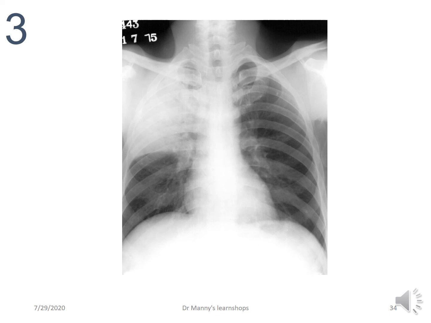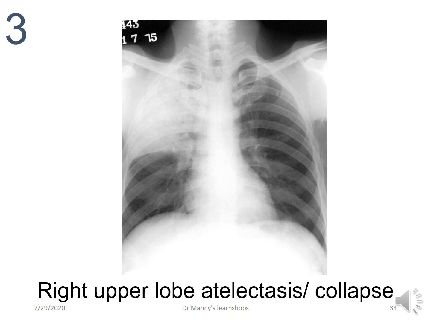Have a look at this X-ray. There seems to be whiteness, or too much, or too big, or too white on the right upper lobe. And if that's happening here, this could probably be either atelectasis or maybe even consolidation. This is now right upper lobe atelectasis, collapse.